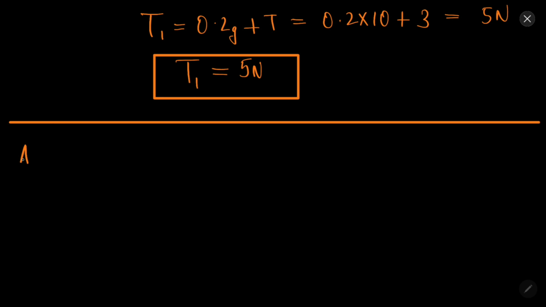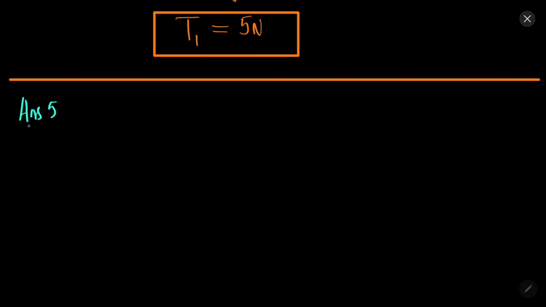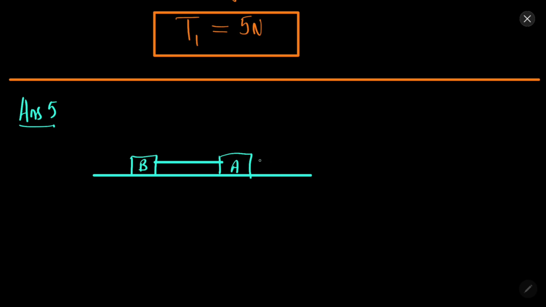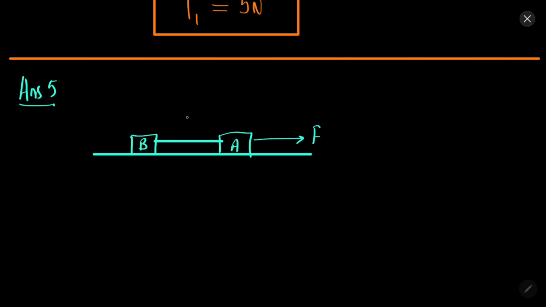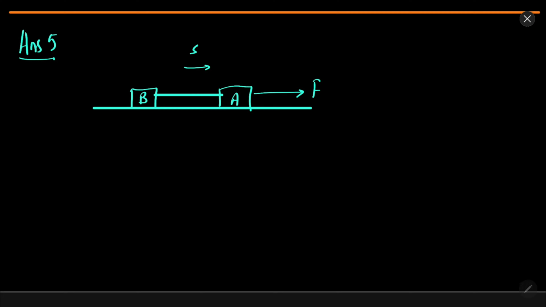So let's try to imagine this. So this is the fifth. Okay. So what do we have here? Let's say this is a surface. Now we have two blocks, B and let's say block A, and they are attached by a string. Now let's say we apply a force F on A. So there will be some displacement in this direction and there will be a tension in this string.